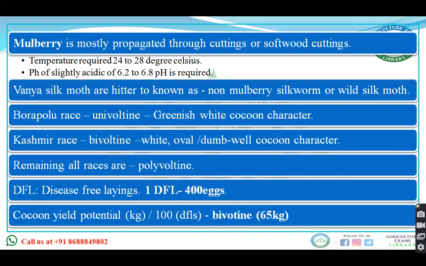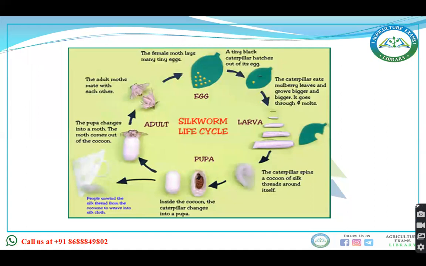Okay. Now, when you talk about the mulberry plant, it is propagated through softwood cuttings, and the temperature required is 24 to 28 degrees Celsius and pH 6.2 to 6.8. Okay. Other than mulberry silk, all the rest of the silk is known as Vanya silk. Okay. Again, DFL is disease-free laying. One DFL equals 400 eggs. Cocoon yield potential per 100 DFL, that is in the case of bivoltine. This is the life cycle.